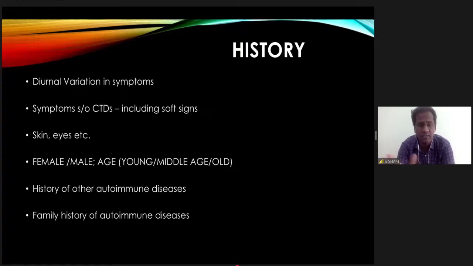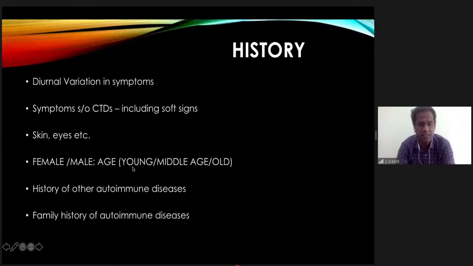Many times patients think that joint pain is different and arthritis is different. Ask about any history of red eye, as a patient might have inflammation, so screen for extra-articular manifestations. Then of course, this is the basics: whether it's a female, where we think more in terms of rheumatoid, Sjogren's or other connective tissue disorders, or whether it's a male, where you think more in terms of spondyloarthritis or gout. And of course, again, age.